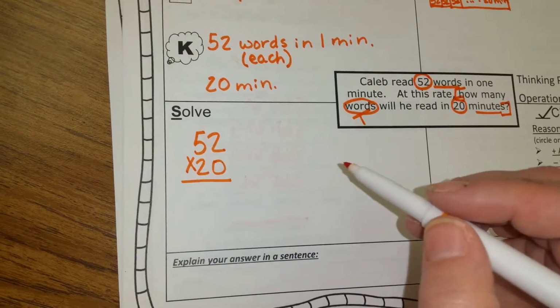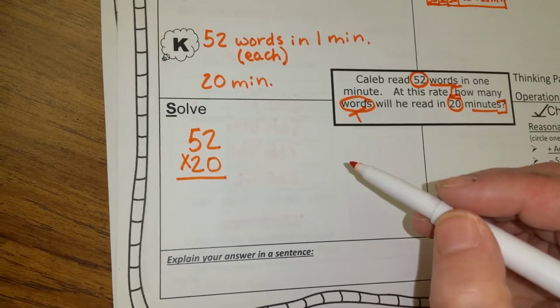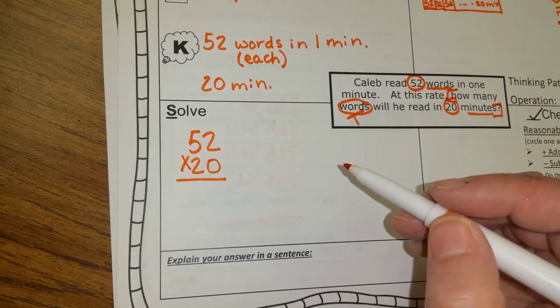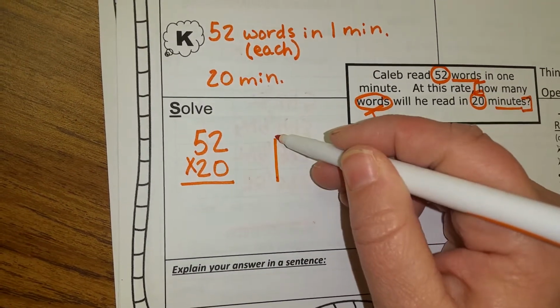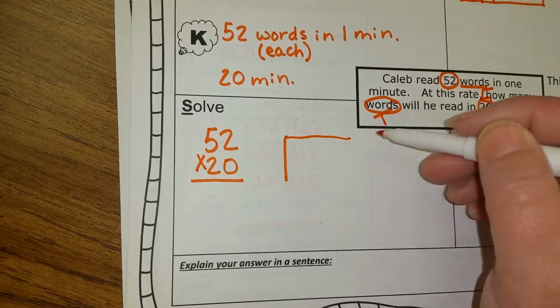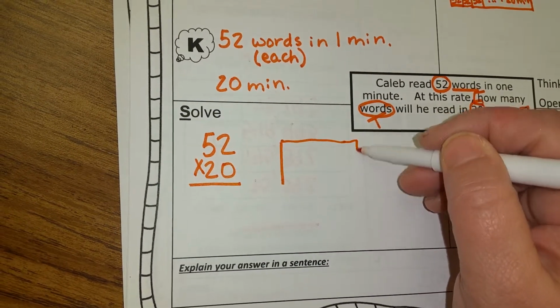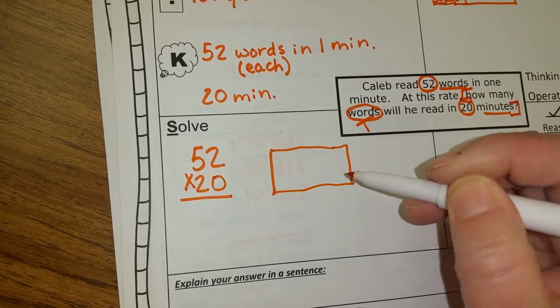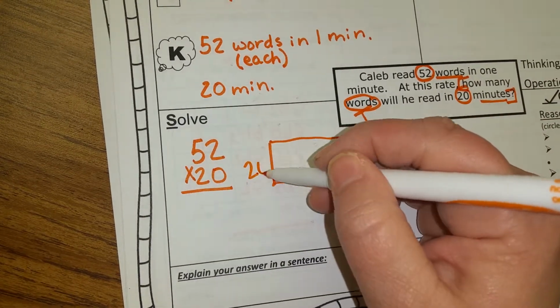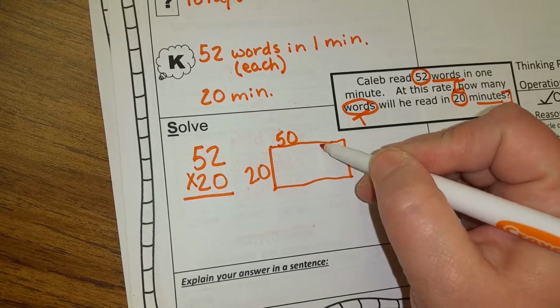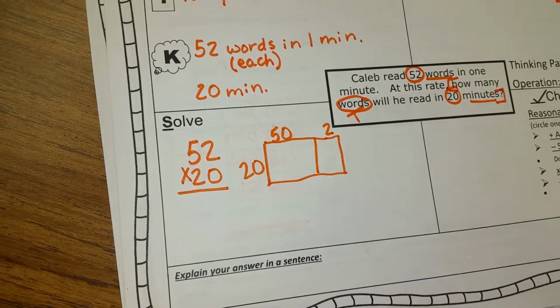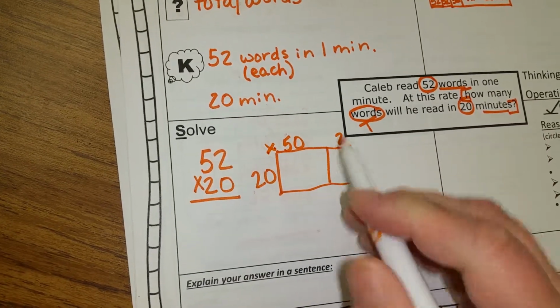And I can use an area model to solve this problem, or I can use the traditional method with O. Henry. If I was going to do an area model, it would look like this. And because 20 already has a 0, I just have to put one line here. Then this needs to be 50 plus 2. Okay, so now I can multiply that.